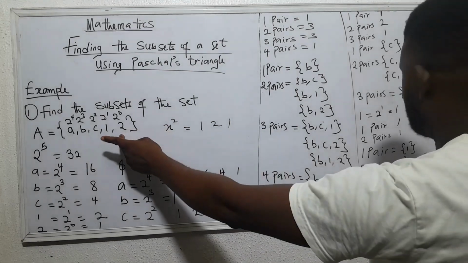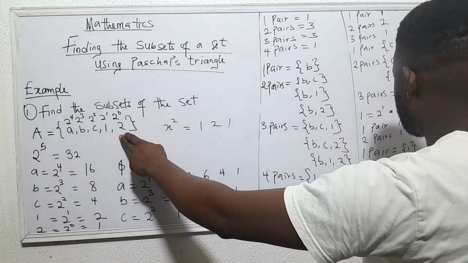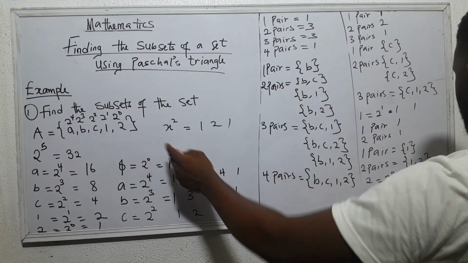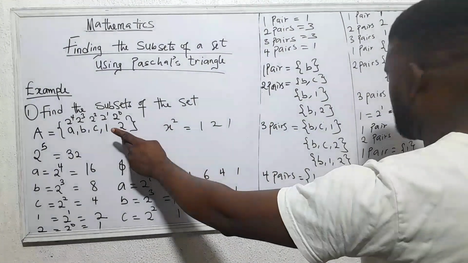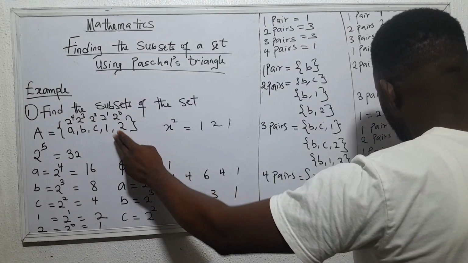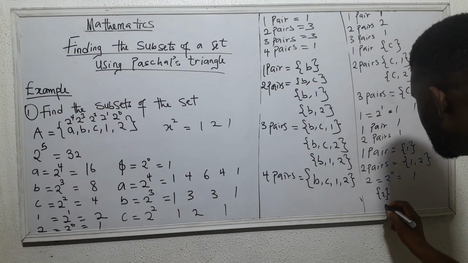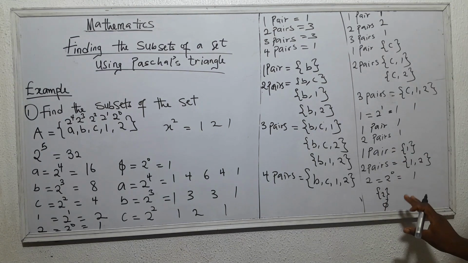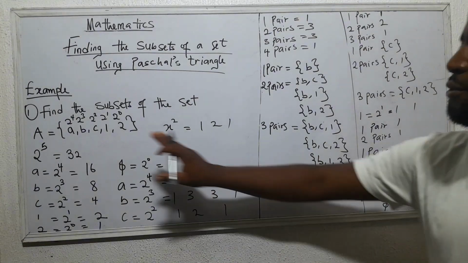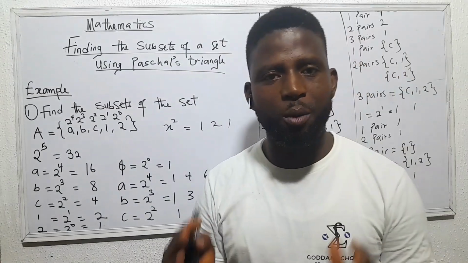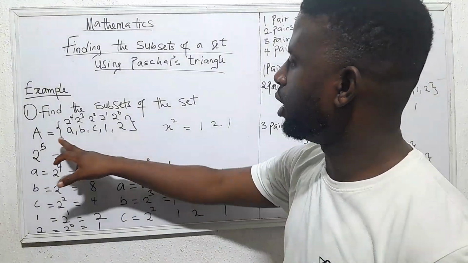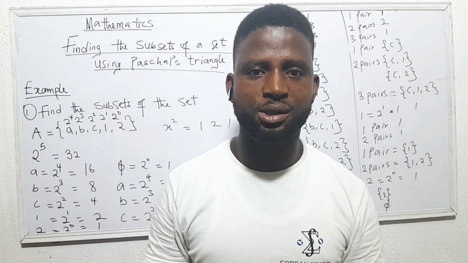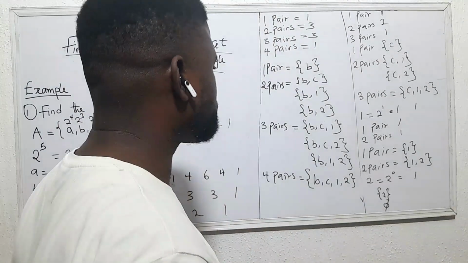And of course, the set 2 is 2 raised to the power 0, which is x raised to the power 0, and that is 1, which means we can only get 1 pair, which is 2. And that is all. Never forget that the empty set is also a subset of every set. If you calculate everything, we would have gotten 32 subsets, which is the total number of subsets that can be found in the set A.